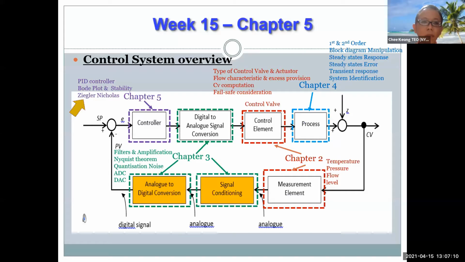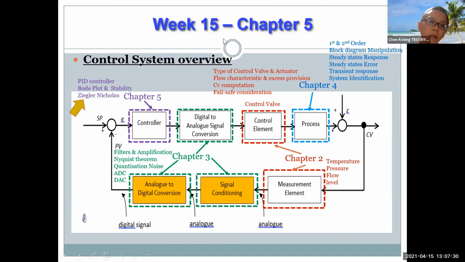In the previous lecture, we talked about Bode plot and stability analysis. In this lecture we are going to continue chapter 5 by doing some examples on Bode plot and PID controller design. Also, we will introduce a method of controller tuning called the Ziegler-Nichols method.